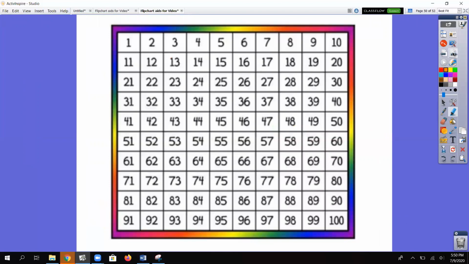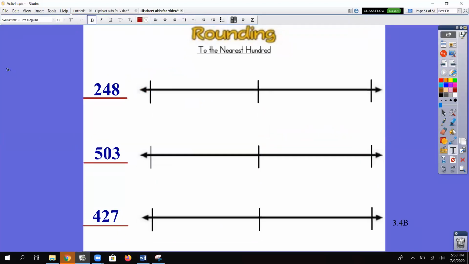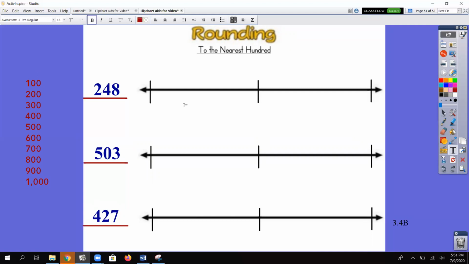All right, let's look at rounding to the nearest 100. Okay, and just like we wrote our tens on the side, now we can write our hundreds on the side. So count with me: 100, 200, 300, 400, 500, 600, 700, 800, 900, and we can then put 1,000 there. So here we are counting by 100s. We're skip counting by hundreds. Last time we skip counted by tens. This is skip counting by hundreds.